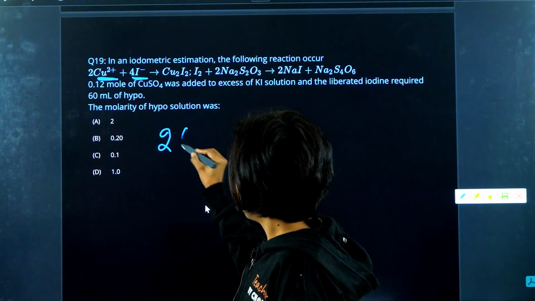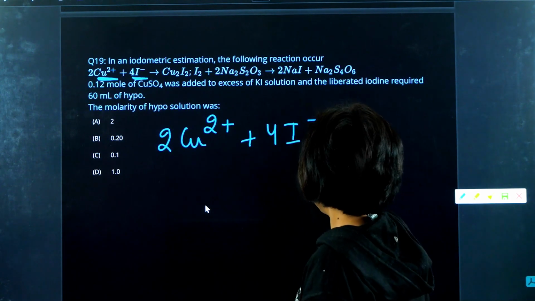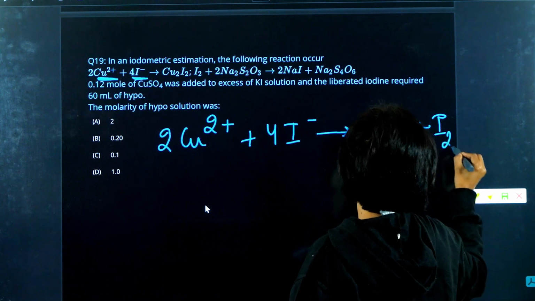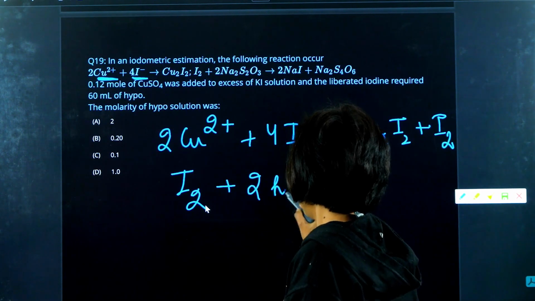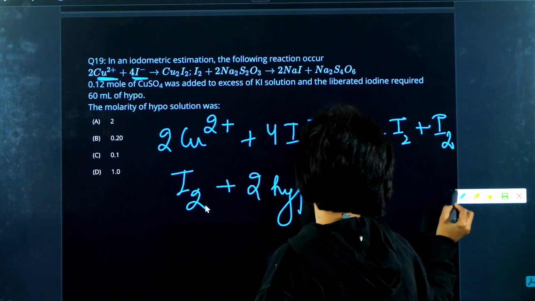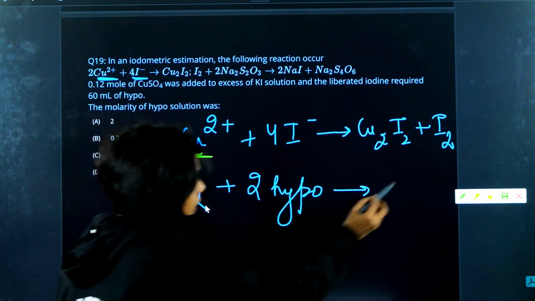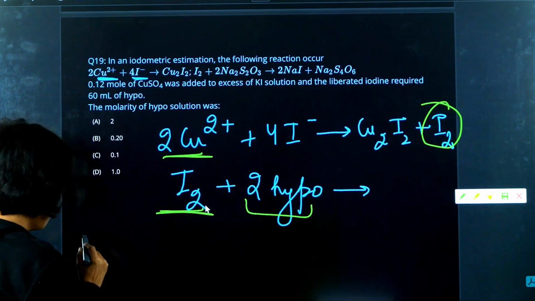So let me write the first reaction. You can see 4I⁻ gives Cu2I2 along with I2. Now 1 mole of I2 reacts with 2 moles of hypo, Na2S2O3, and the reaction will carry. So I can see 2 moles of Cu2+ ion liberate 1 mole of iodine, and 1 mole of iodine reacts with 2 moles of hypo solution.